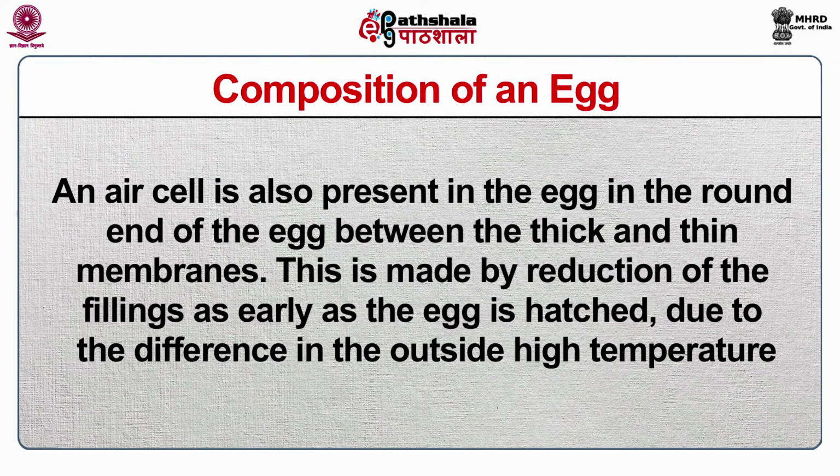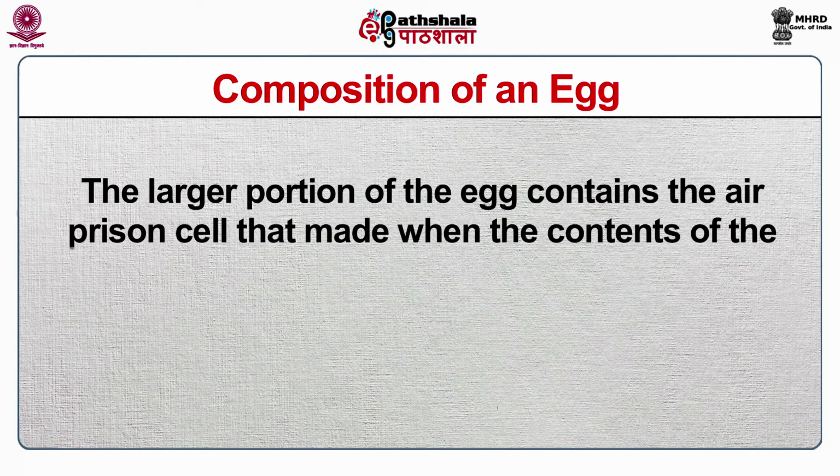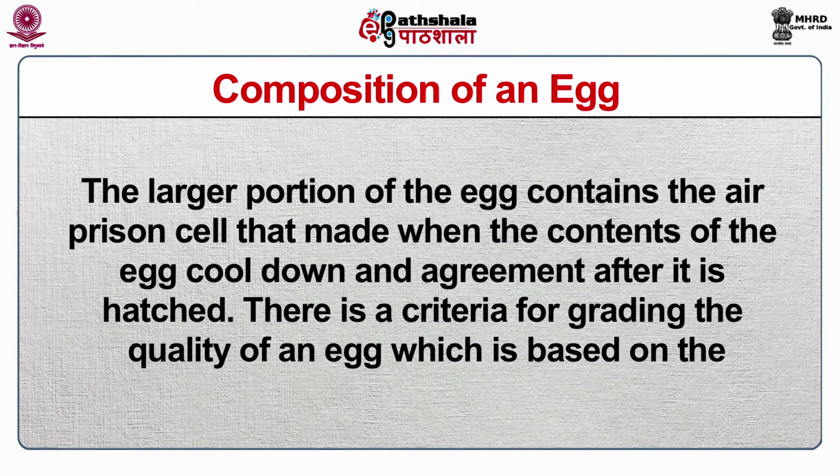An air cell is also present in the egg, in the round end of the egg, between the thick and thin membrane. This is formed by contraction of the contents as soon as the egg is laid, due to the difference in the outside temperature. The larger portion of the egg contains the air cell that is made when the contents of the egg cool down and contract after it is laid.